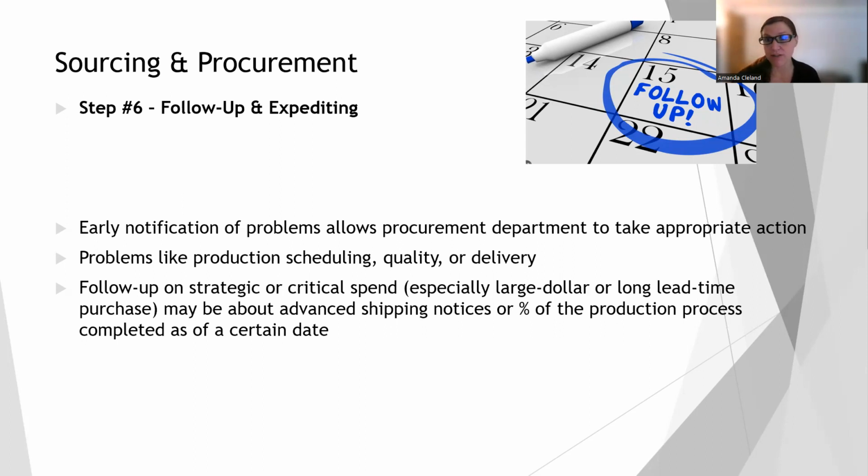And we may want to know about advanced shipping notices, or perhaps the percentage of the production process that has been completed as of a certain date. So this is very common in procurement. It's just a follow-up. We want notification of where everything stands. Technically they're not contracted to deliver something yet, but we want an update.